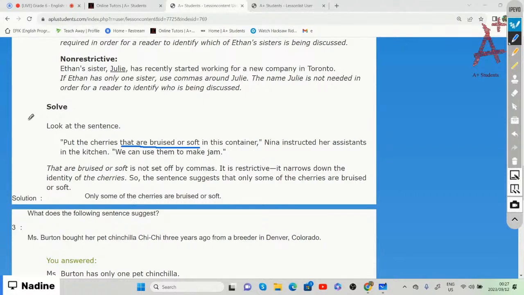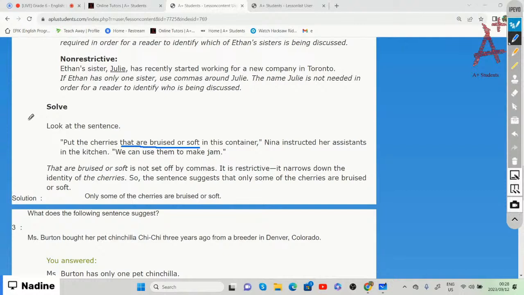We already know the identity of the cherries. It is the ones that are bruised or soft. So only the ones that are bruised or soft need to be put in the container because those ones are going to be used to make jam. The fresh ones will probably be eaten, for example, which they're not discussing. But in this case, we already know what is being discussed, which is the cherries. But which type of cherries is being discussed? We are talking about the ones that are bruised or soft.